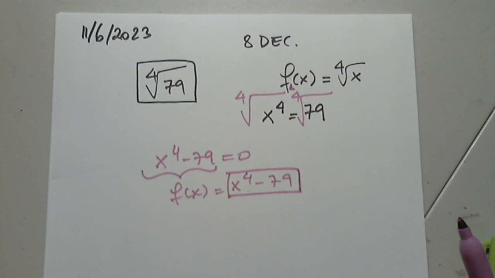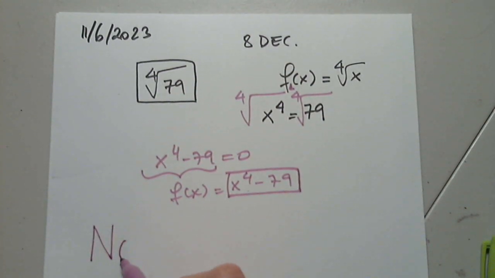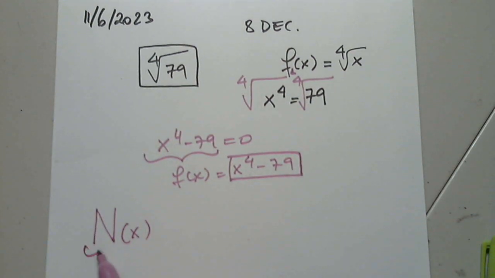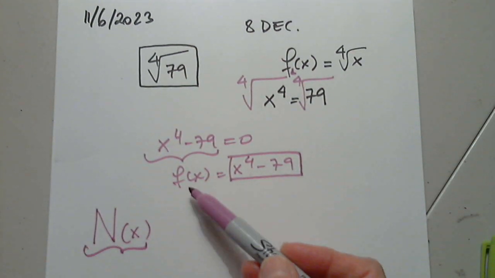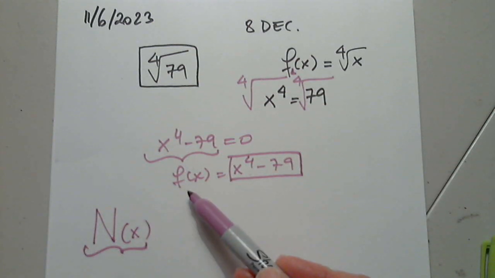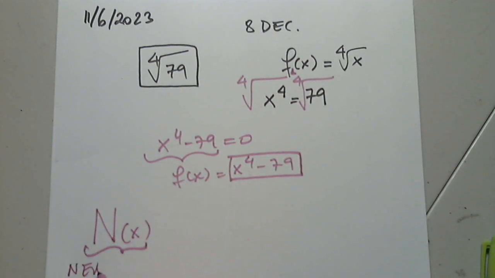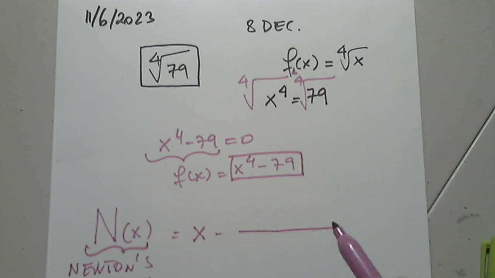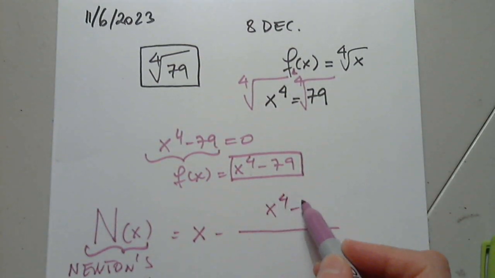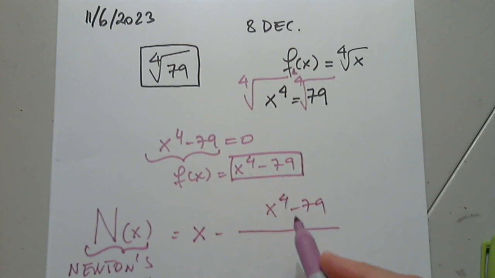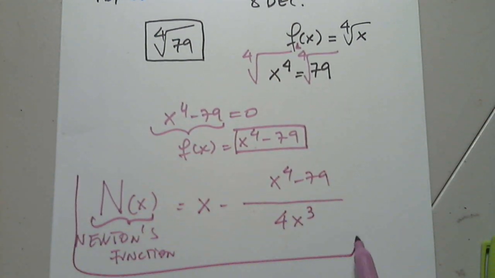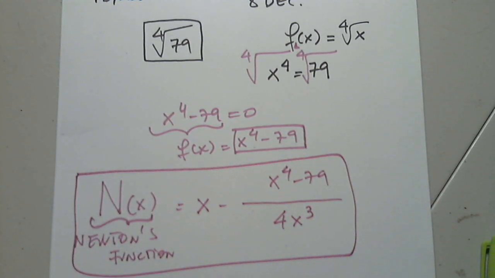In order to use Newton's method, I have to create that Newton's function. You can call it the way you like, but not f of x. Anything you want, but not f of x. So I call this Newton's function, which is x minus the function over its derivative. This is what I am going to plug in the graphing calculator. Newton's function will go into the calculator.